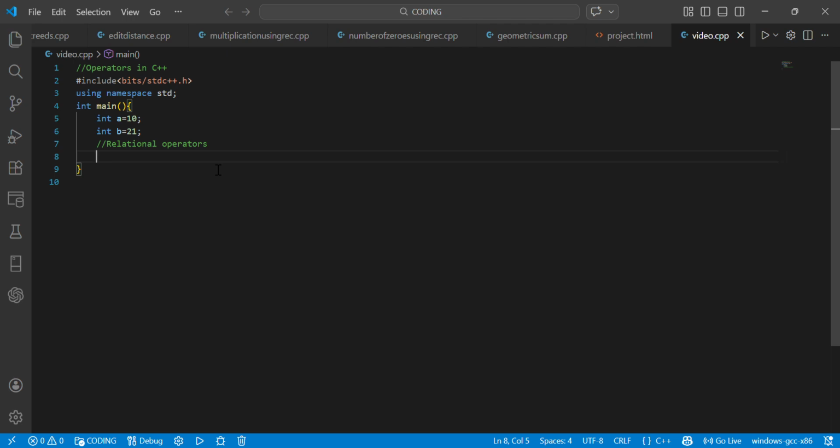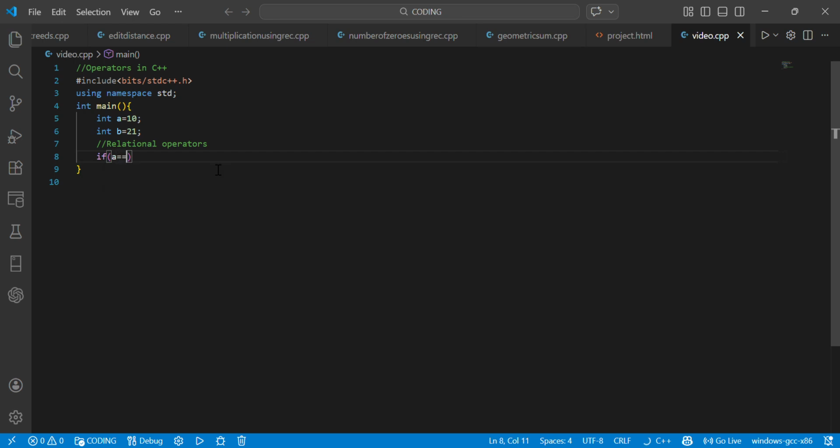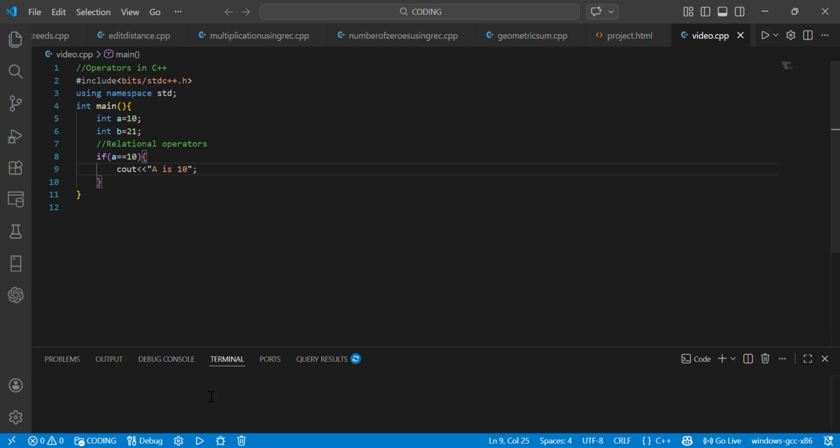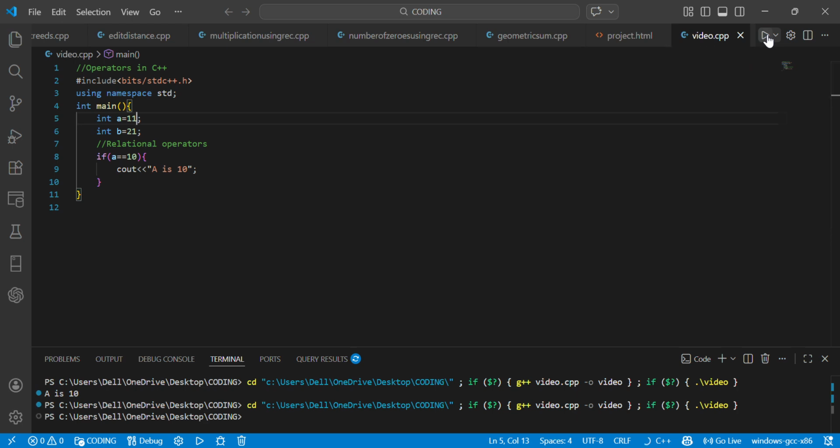So for example, if a equal to 10, then please output a is 10. So it will output, because we know that a is 10. So what if I change a to 11? Then you can see that nothing happens, because it will not go in if statement.